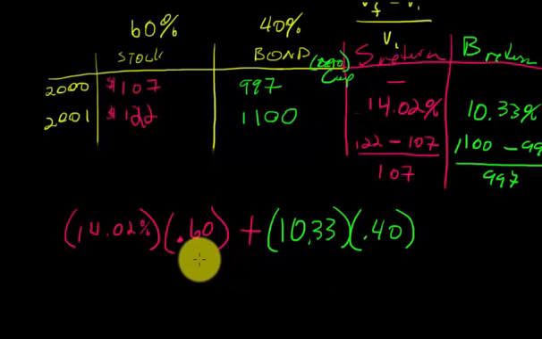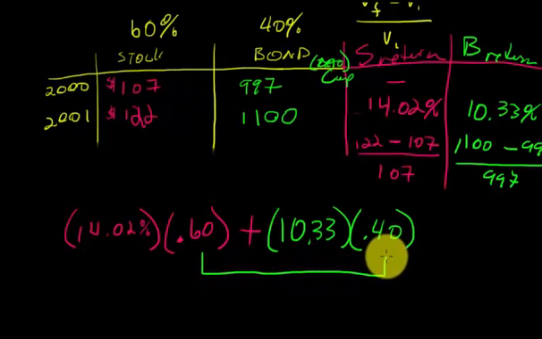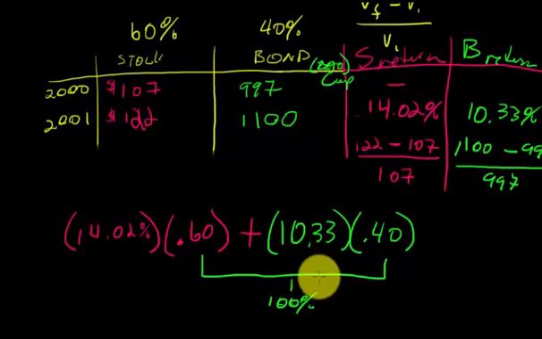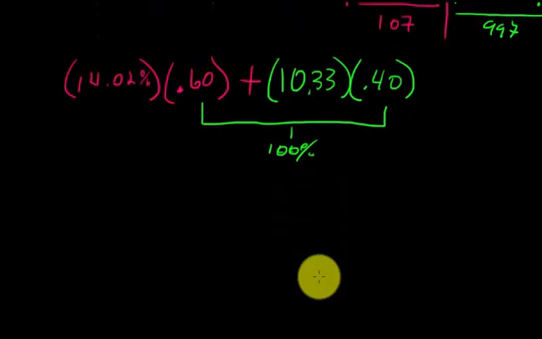What's important here is that you're basically taking an average, but this is a weighted average where the weight of the stock is 60% and the weight of the bond is 40%. What's important here is that these two add up to 100%. As long as we can get that done, you should be okay.